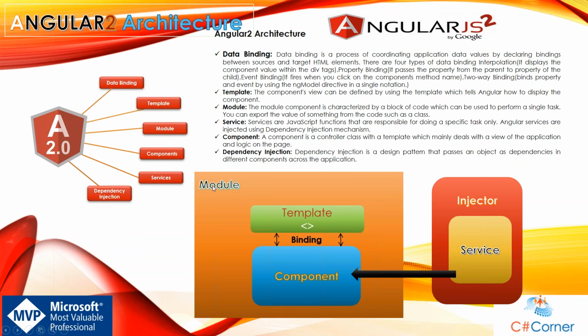A module is like our MVC model, used to create a class and store information. Services are JavaScript where we can create our own functions and execute them from the services in our component. Another important thing with Angular 2 is dependency injection. Dependency injection is a design pattern used to pass an object as a dependency to the same component or to other components in Angular 2.